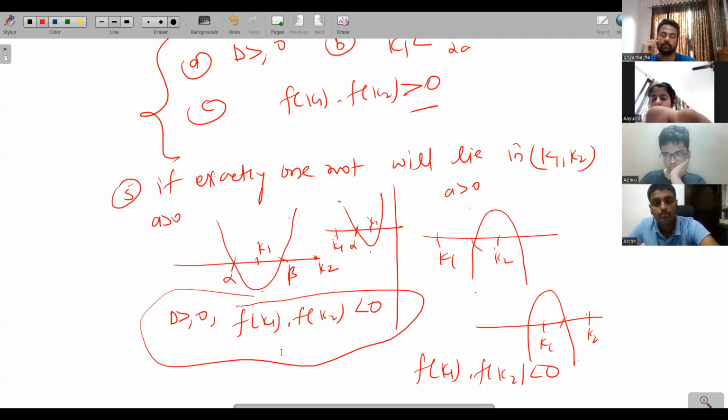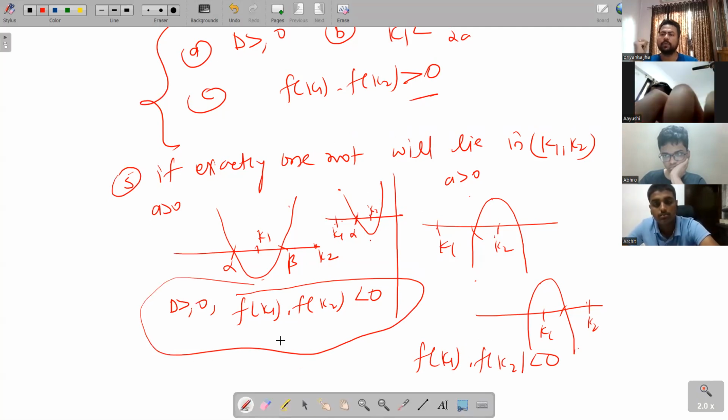Sir, which of f(k1) or f(k2) is positive in the first one? Does not matter. Like in K1, K2 it can be positive, negative, anything. Okay.